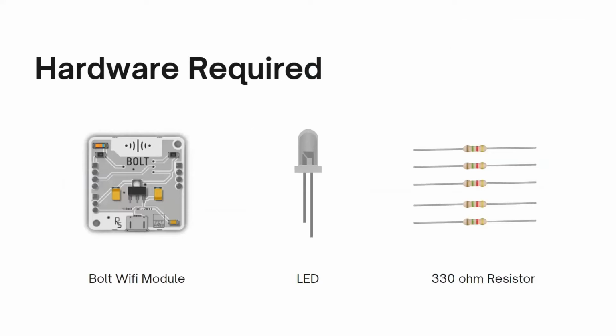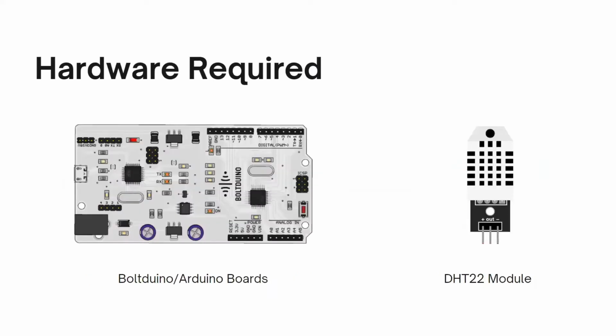Before starting, these are the hardware components that you will require for this session. That is very basic components like a Bolt Wi-Fi module, an LED, a 330 ohm resistor. If you don't have it, no worries. In my case, I will be using Boltino. You can use any of the Arduino boards, and a DHT sensor. So these all are the components that we will be requiring for this workshop.